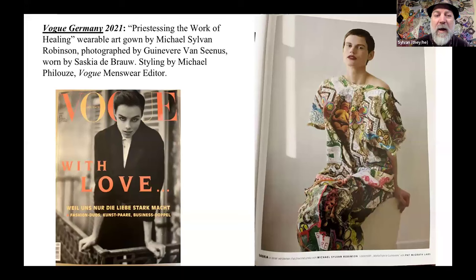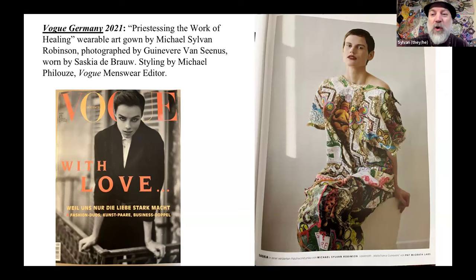Well, how did I get here? Originally, I had created a garment called Priestessing the Work of Healing, a very personal garment shown on the right. And it was a garment that I made during the front end of the pandemic. And Guinevere Vancinas, the model and now photographer, reached out and said she'd like to include it in a photo shoot.